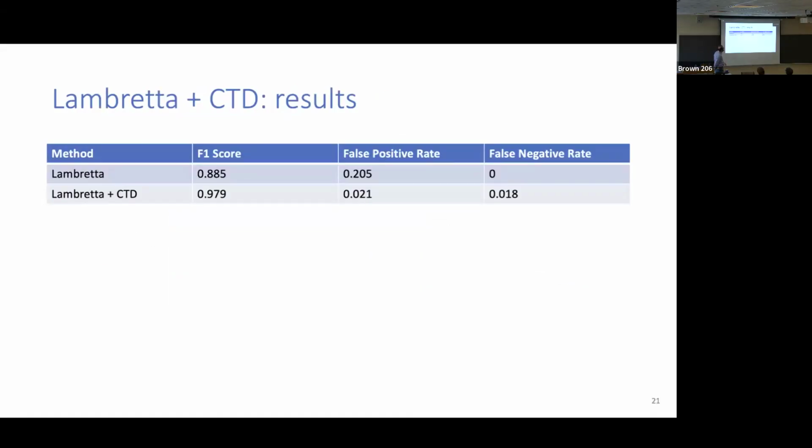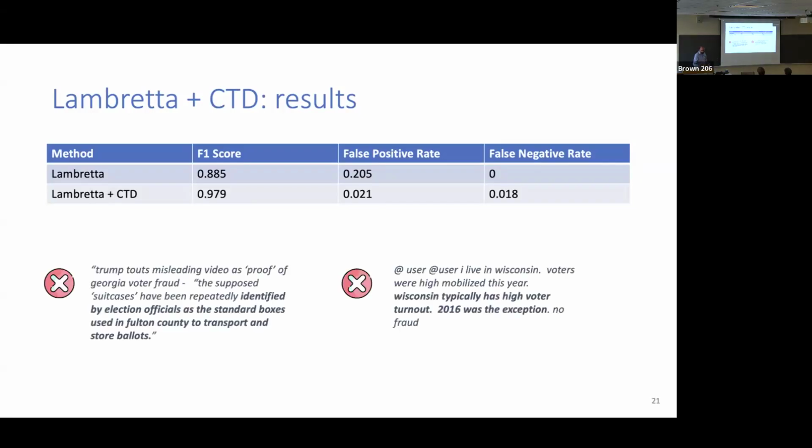And so what we found when we consider contextual false positives instead of just topical false positives, Lambretta actually has a 20% false positive rate. By adding our contrastive textual deviation, we are able to reduce that to 2%, so by a factor of 10, while having a very small impact on false negatives. Okay, so that is clearly improving here.